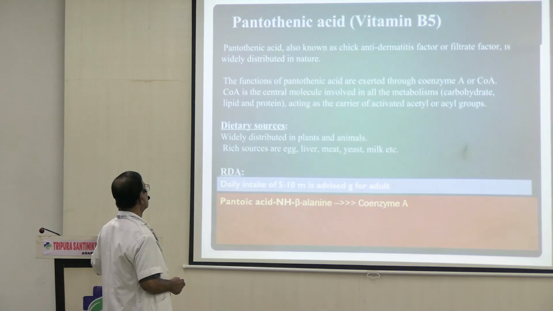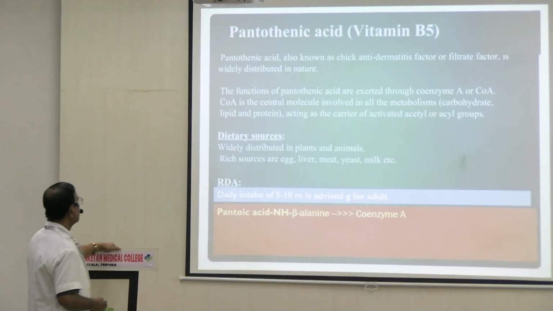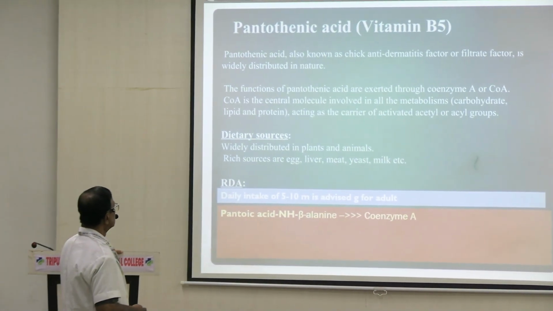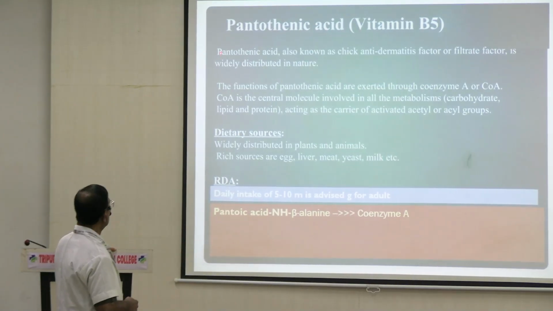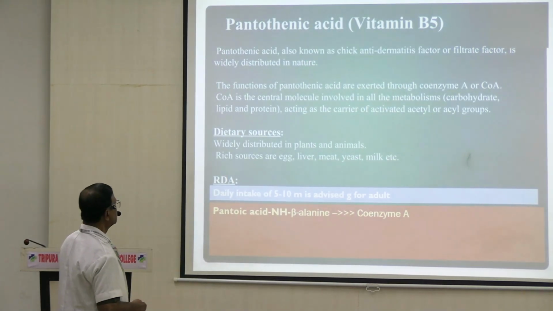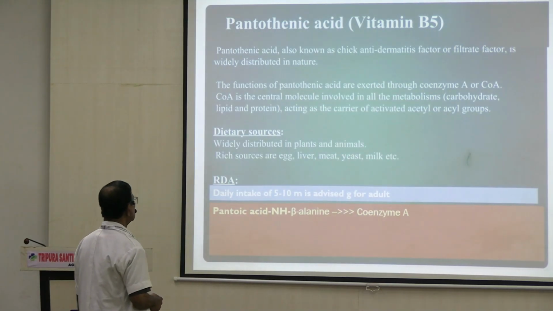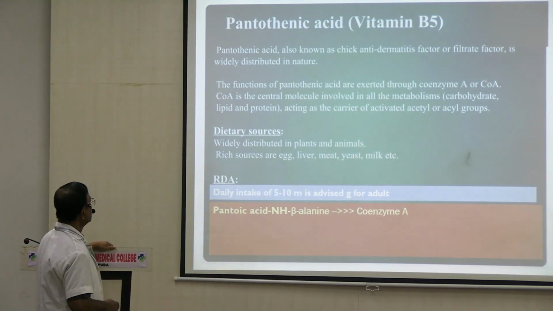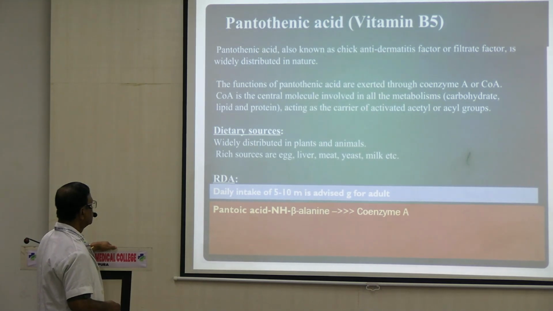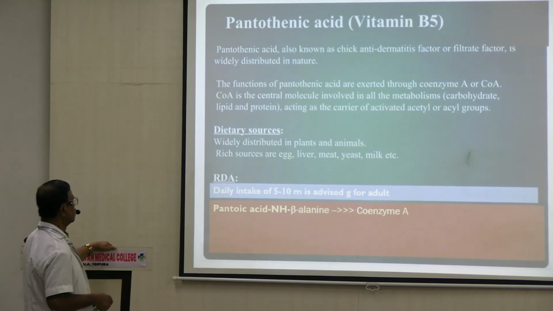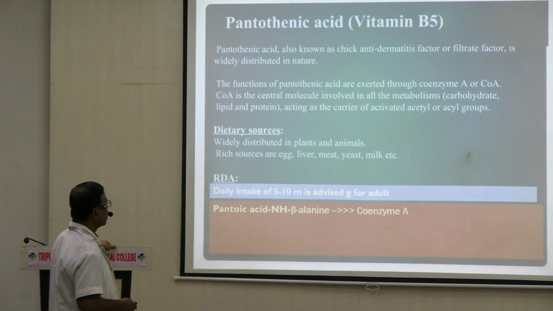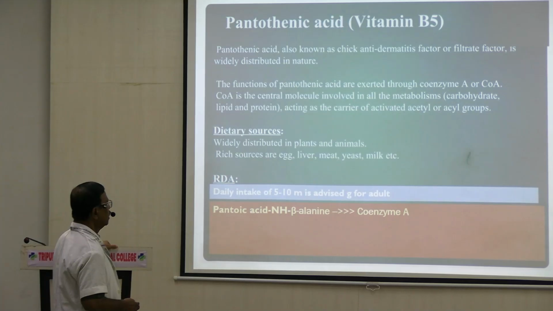Pantothenic acid, vitamin B5. Pantothenic acid is also known as chick anti-dermatitis factor or filtrate factor, is widely distributed in nature. Its coenzyme is coenzyme A. It is involved in carbohydrate metabolism, lipid metabolism and protein metabolism, acting as carrier of activated acyl or acetyl groups.